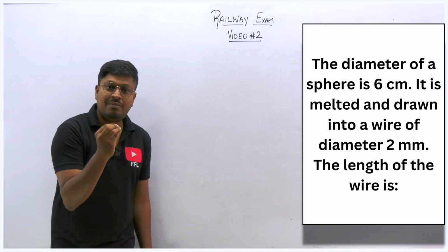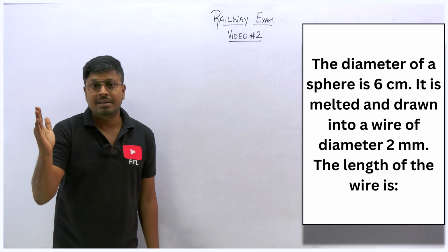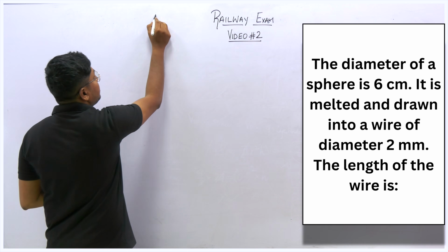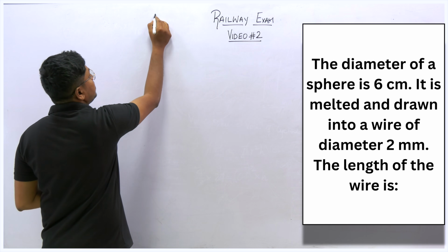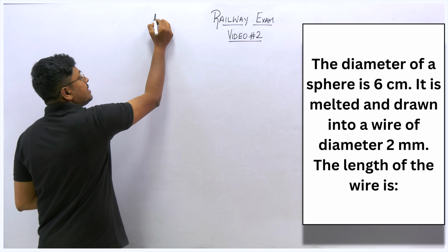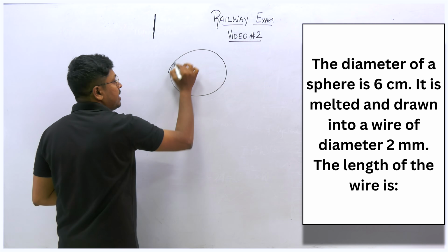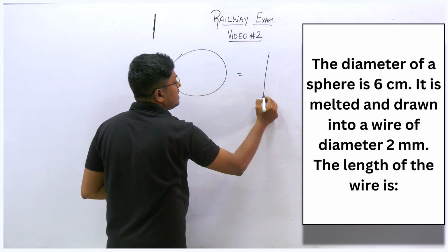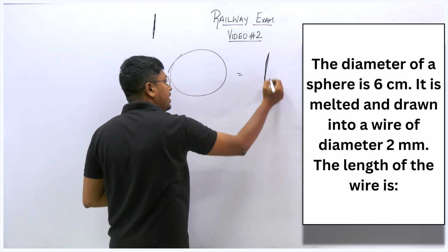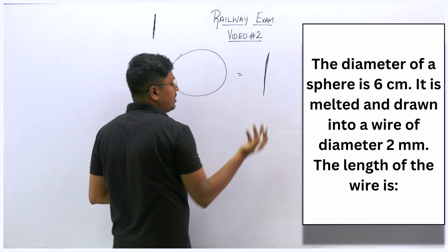So first, before solving the question, what three-dimensional shape does a wire look like? A wire looks like a cylinder, yes or no, right? When you see a wire, you can see a top, a bottom, and a flat surface. This flat surface determines a cylinder, right? So here they have given a sphere and our target is to make a cylinder. A cylinder is nothing but a wire. When you take a wire, the height of the cylinder and the length of the wire are both the same.